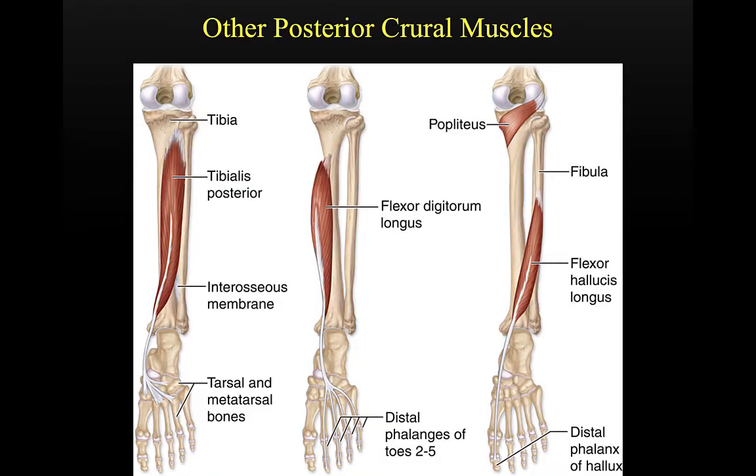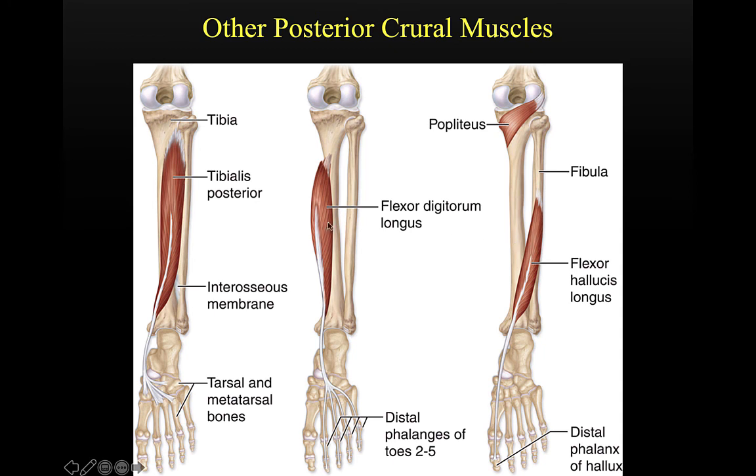So let's take a look here at the other posterior crural muscles, just kind of for fun. We have a tibialis posterior, which sort of is counter to the tibialis anterior, but again, remember, it's really that fibularis longus, which is the antagonist of it. This one actually helps to kind of hold together the bones that form the arch of the foot. Like we had extensor muscles on the front, we have flexor muscles on the back.